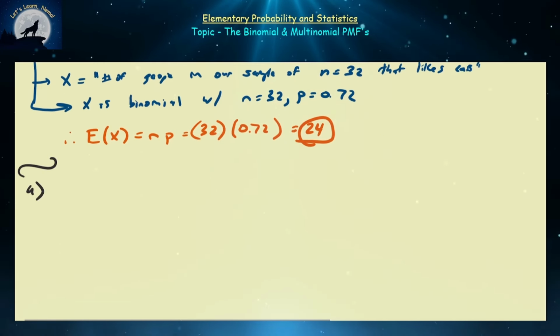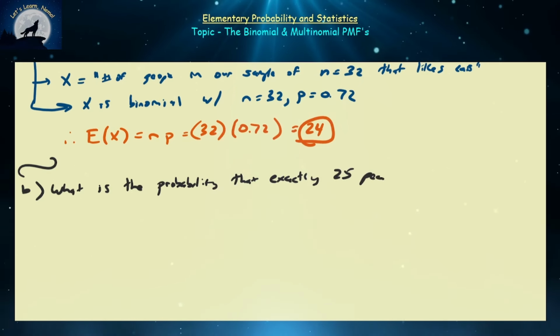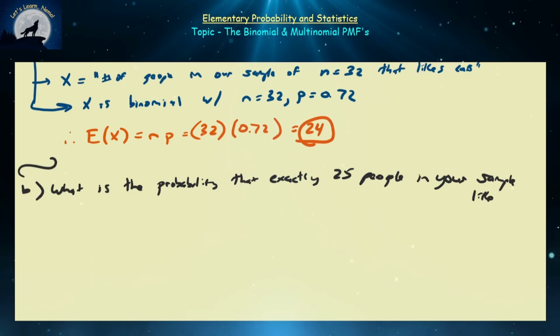Now let's look at another problem. Let's actually switch to the probability world. So what is the probability that exactly 25 people in your sample like cats? Pretty much what we want is the probability that x is equal to 25.